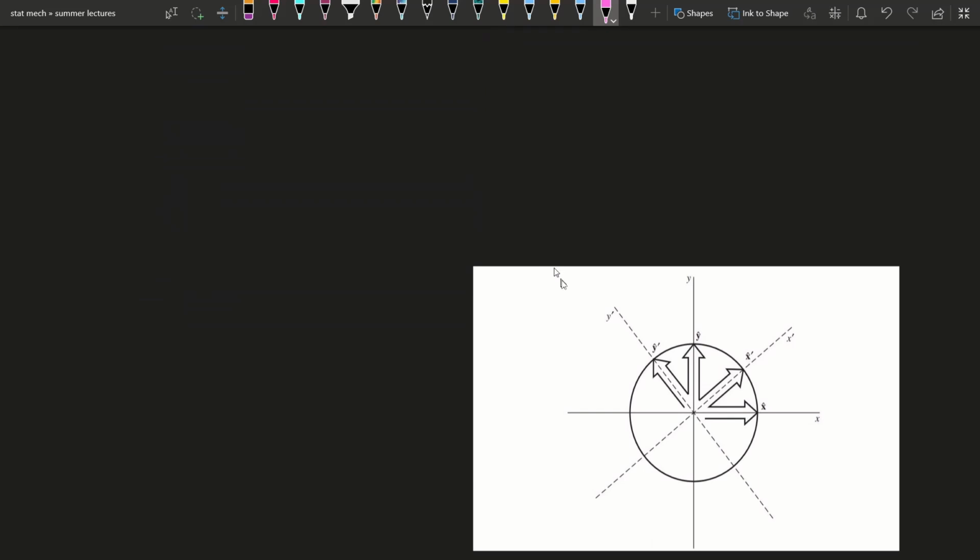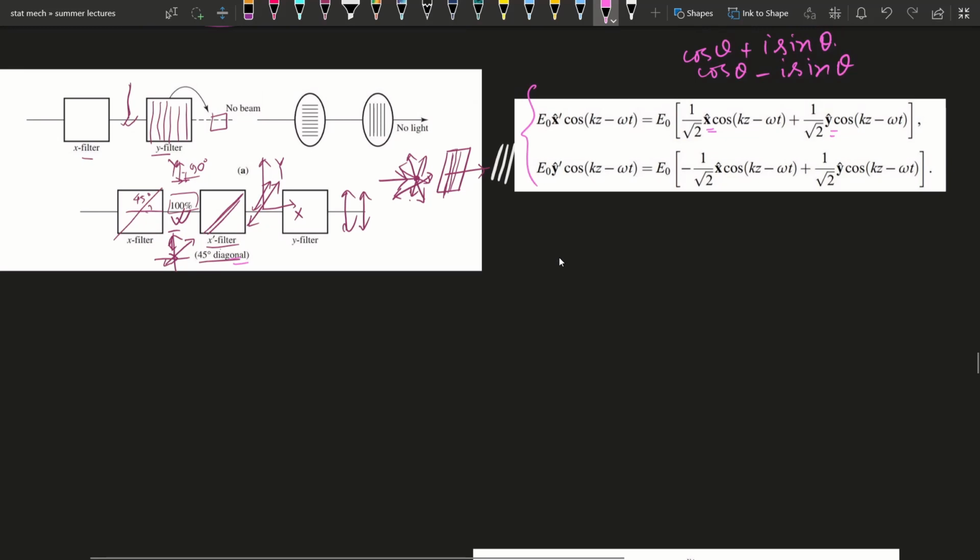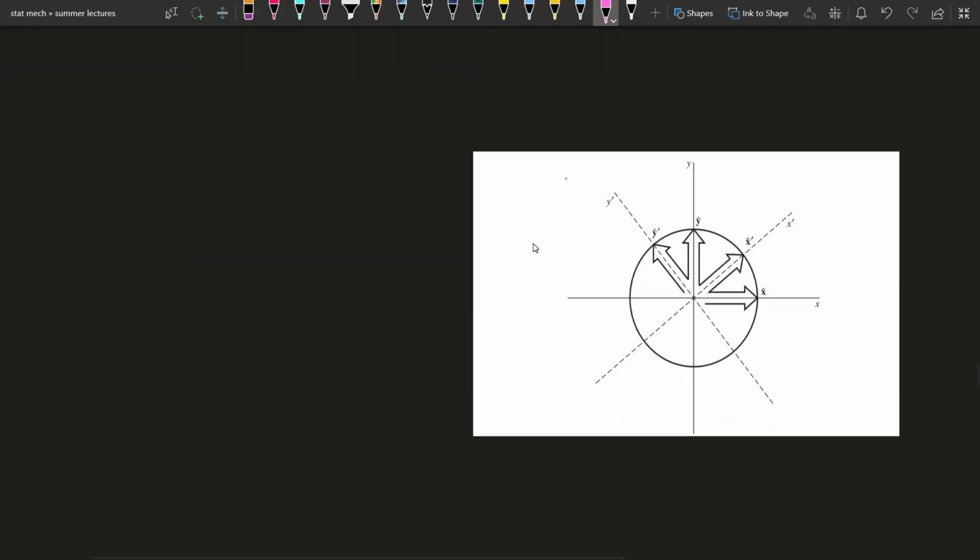Now you may think, from this figure, initially we have only the x filter, which means the light here has only the x component present. So this x component light can now be divided into two components like this. One is in this direction, which is nothing but our 45-degree x dash, and another is like this, the negative of y dash.